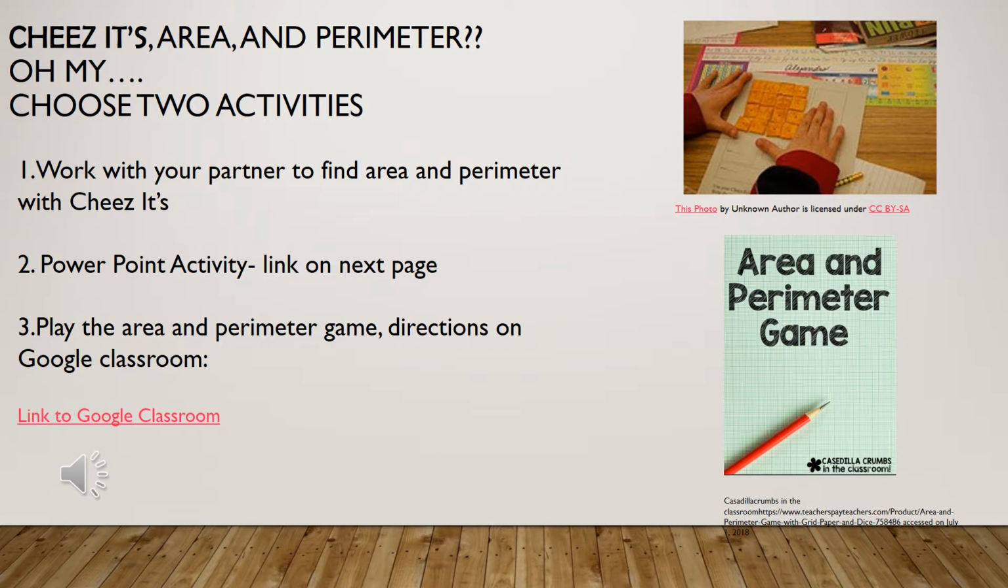They also have the choice of working with manipulatives, which is the Cheez-Its, or a PowerPoint activity, which was found online, which enables them to put tiles in place and the numbers are calculated for area and perimeter, or to play an area and perimeter game, which the link to the rules are on their Google Classroom site. The game is actually rolling the dice and taking the 2 numbers and determining the area and perimeter.